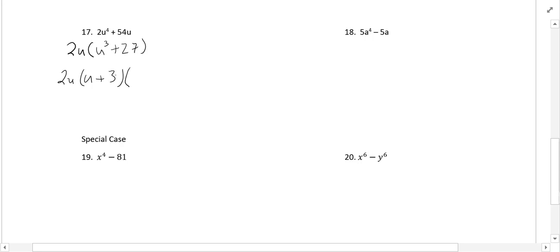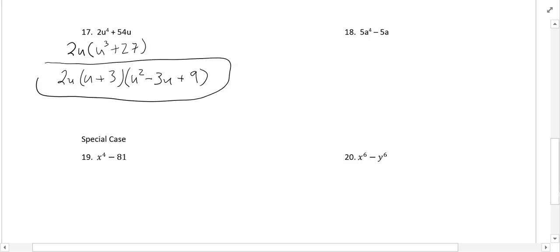Then I want to square my first term, so u squared. Multiply these two terms together and switch the sign, so negative 3u, and square the last term, plus 9. So this whole thing here is my fully factored form. All right, I want you to pause the video and try number 18.